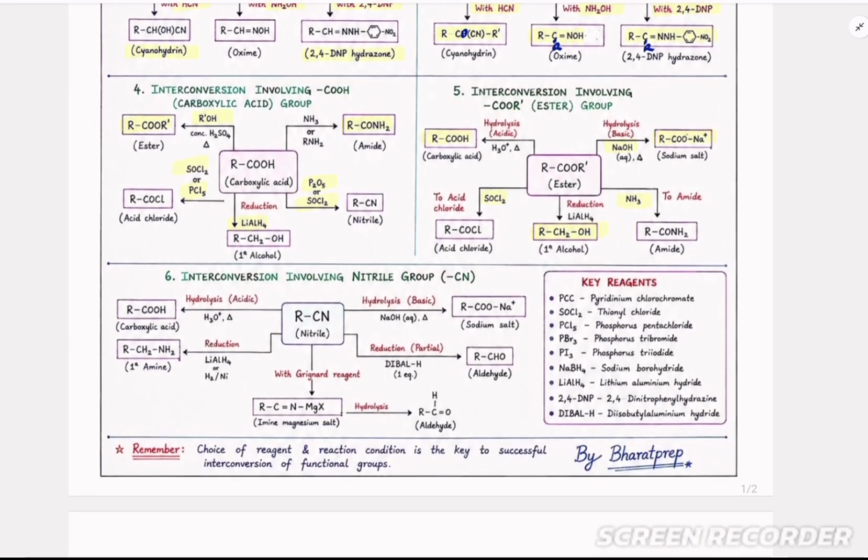Last but not least, it is the interconversion of the cyanide group, that is the nitrile group. So cyanide can be converted into acids by using acidic hydrolysis, and salts by using basic hydrolysis. This reaction is similar to that of the ester group. Then on reduction, it will provide us primary amine, reduced by lithium aluminum hydride again, which is an important reducing agent. But if we want a partial reduction and convert into aldehyde, we can use DIBAL-H, that is diisobutyl aluminum hydride, used as 1 equivalent. And with Grignard reagent, it first forms imine magnesium salt, which on hydrolysis gives aldehyde again.